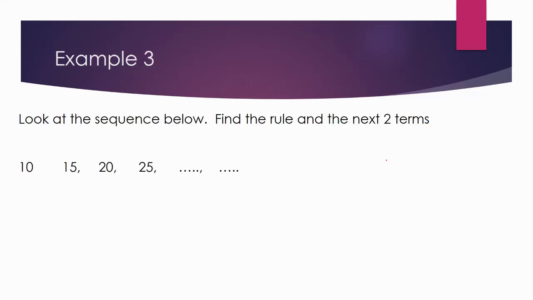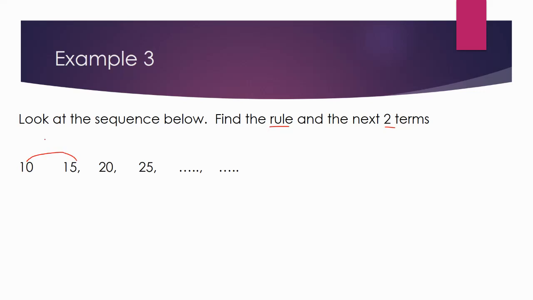Okay, so now we're on to example 3. Pause this screen, or watch the screen and then pause if you need to carry on writing down the information. So look at the sequence below. This time we've got to find the rule and the next 2 terms. Okay, so it's giving you a clue here. We've got 2 empty spaces. So we need to find the rule, so we need to know how we get from one number to the next.